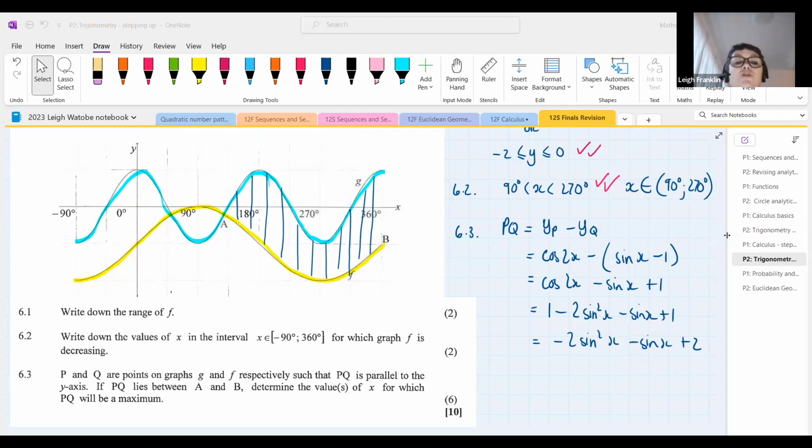Do we know how to work with the derivative in trigonometry? Is that part of our syllabus? I mean, it is possible to do that, but do we work with derivatives in trig? No, we don't. Okay. So let's think about something that's inside our syllabus.